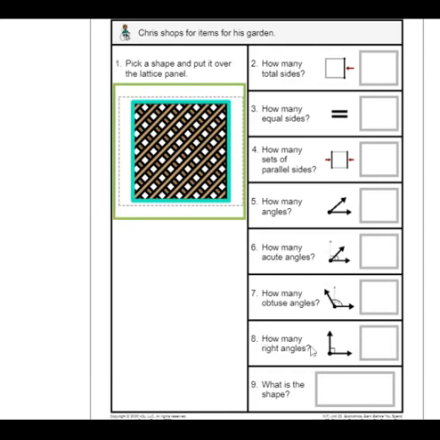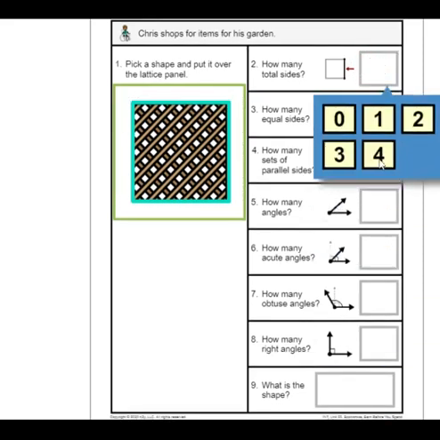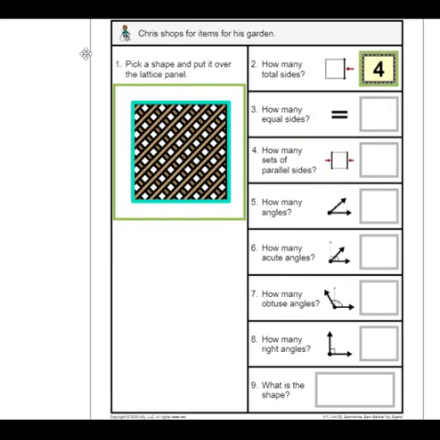It's a square shape. Now it says how many total sides? I can count 1, 2, 3, 4 sides. 4. Now how many of those sides are equal? They're all the exact same length. So they're all equal. All 4 sides are equal. 4. How many sets of parallel sides? Here's one set right here. And then there's a set here on the sides. So that's 1 set and 2 sets.